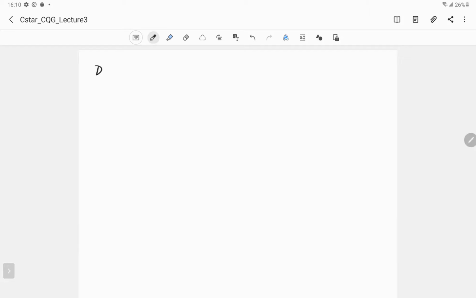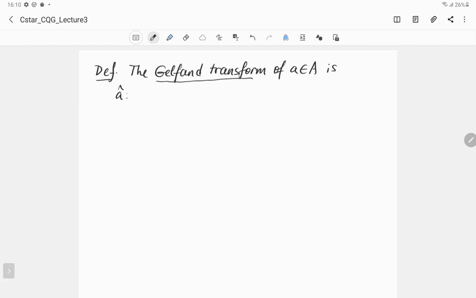Okay. First of all, the Gelfand transform of an element little a in A is defined in exactly the same way as in the unital case. So this is a function A hat on the maximal spectrum given by the following formula, where we interpret chi as a character.